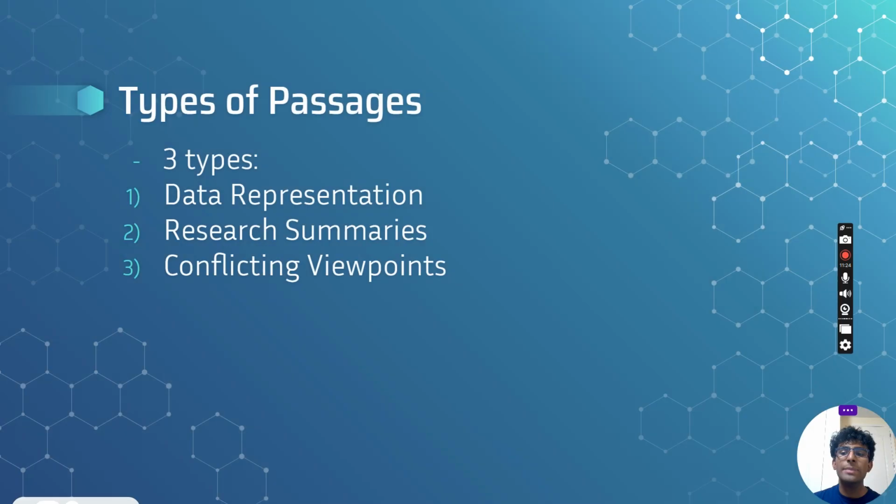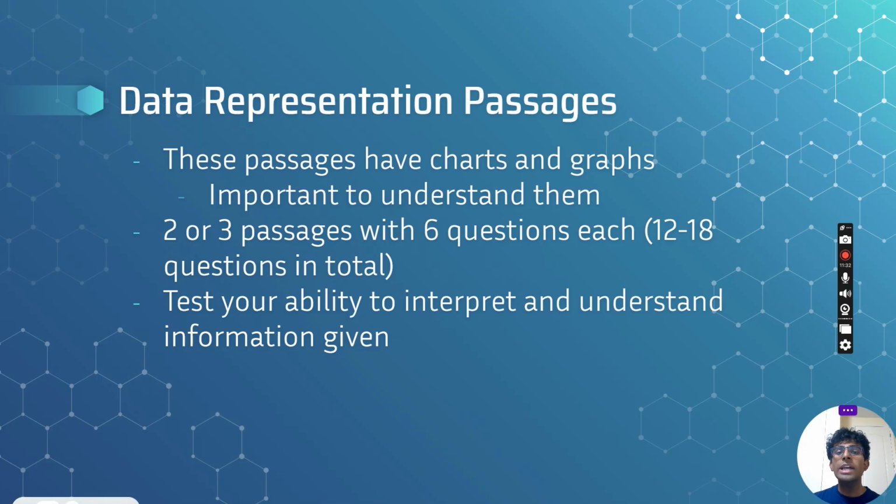So now we're going to go over the types of passages. You have three main types of passages you'll see on test day: data representation, research summaries, and conflicting viewpoints. So data representation passages, these are typically the easier passages. They'll have charts and graphs.